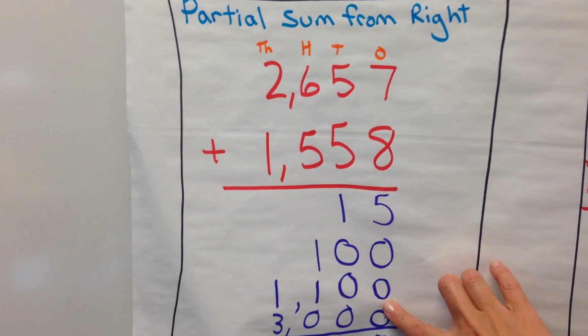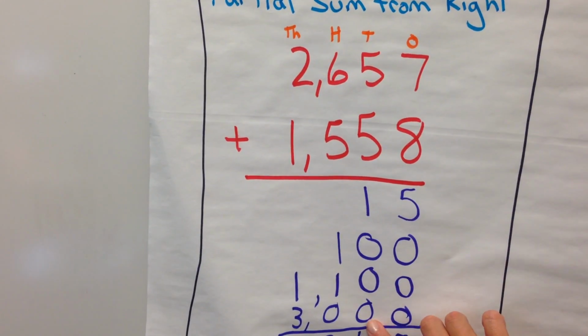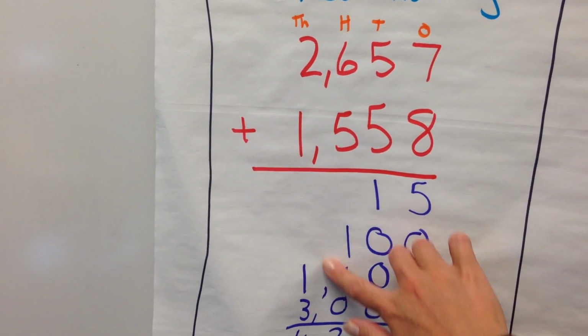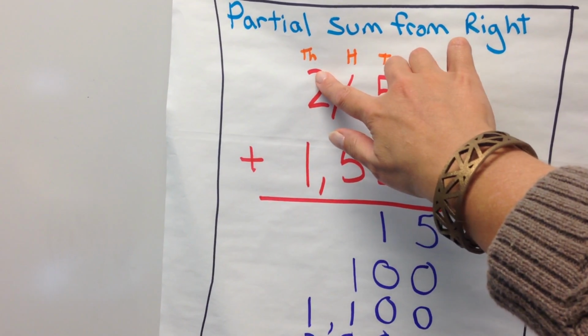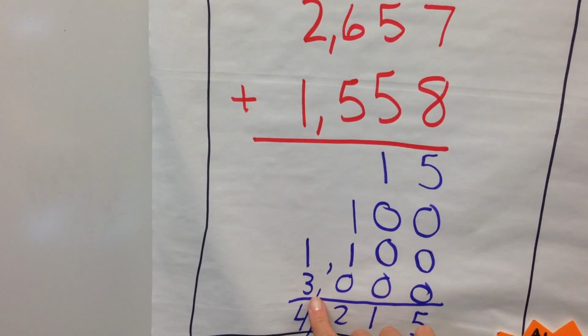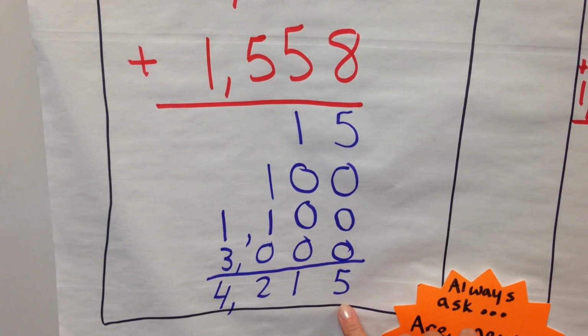And then for the very last one, if I'm looking at my thousands place, I'm done with my ones, so I put a 0 there. I'm done with my tens, I put a 0 there. I'm done with my hundreds, so I put a 0 there. Now I have my thousands place. 2000 plus 1000 is 3000. When you add all of that together, you get the same answer.